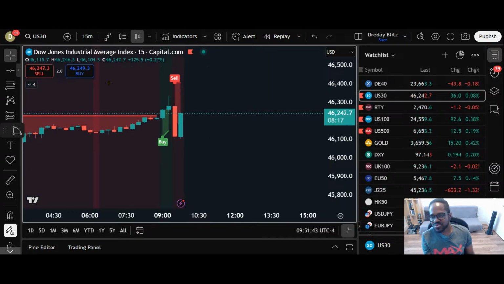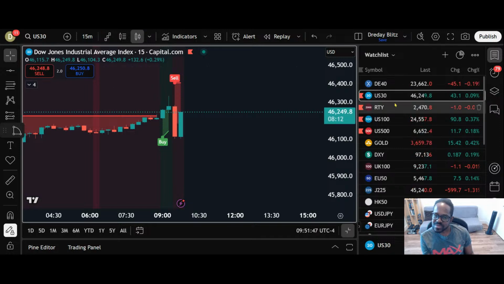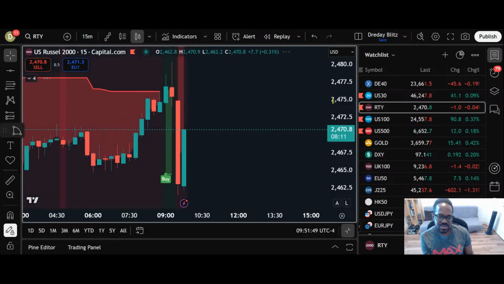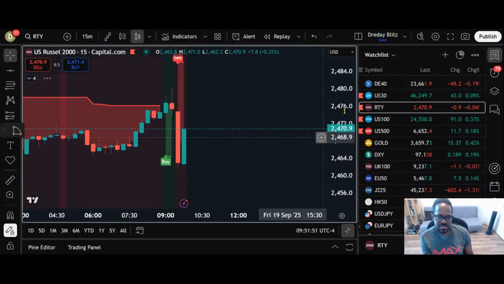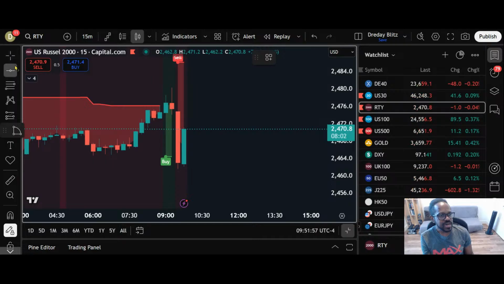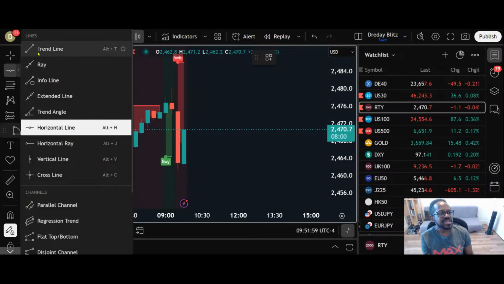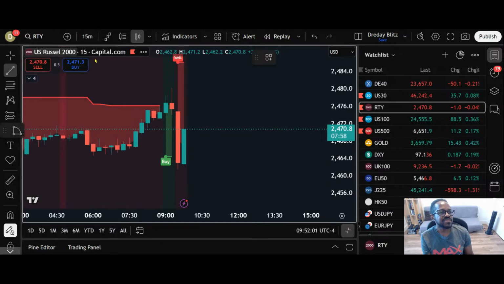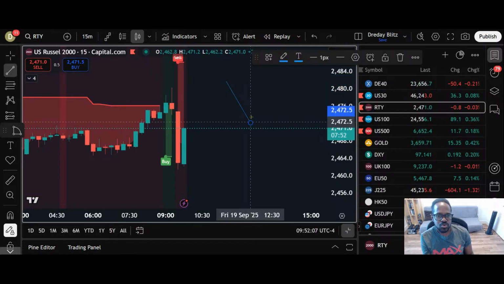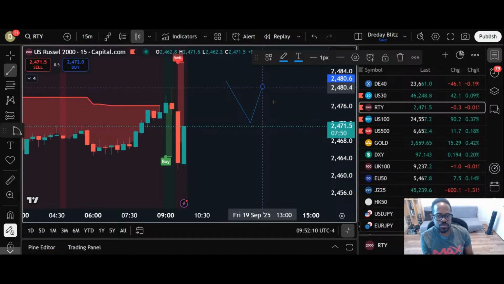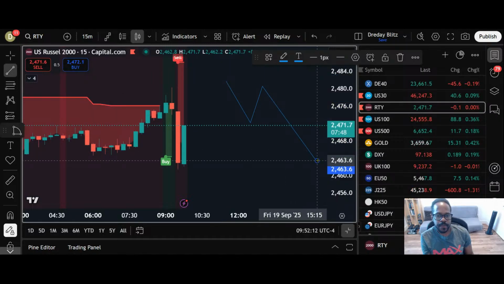So right now, US30 is retracing. Russell is retracing also. Remember, if it's a sell, price needs to do what? I always say that on my live. To go down, price needs to do this, retrace to go lower. All right.